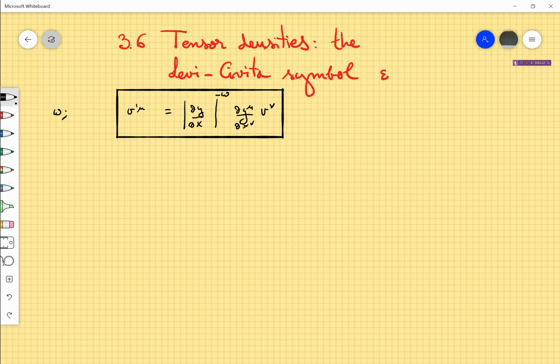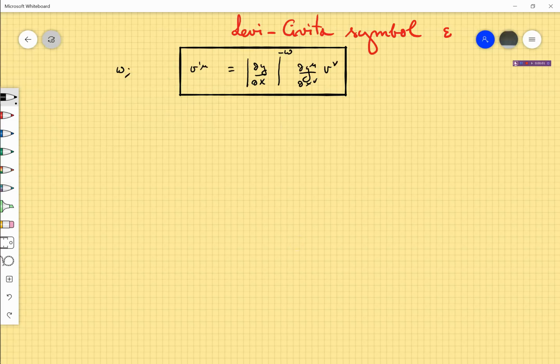of ranks (R, S), R times contravariant, S times covariant. The only thing that you need to include is an overall factor of the determinant of the Jacobian raised to the power minus omega. The simplest example of a tensor density is the determinant of the metric. It will be a scalar density because it has no indices, and we are going to determine the weight.